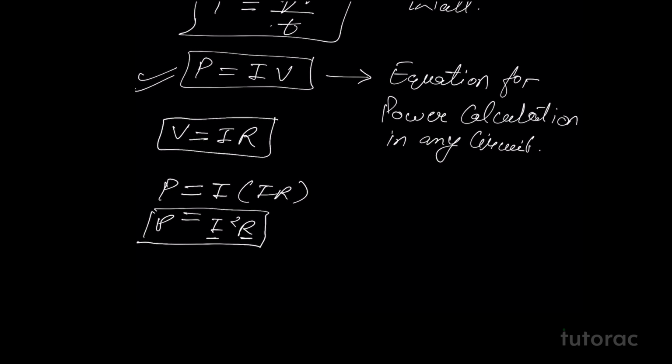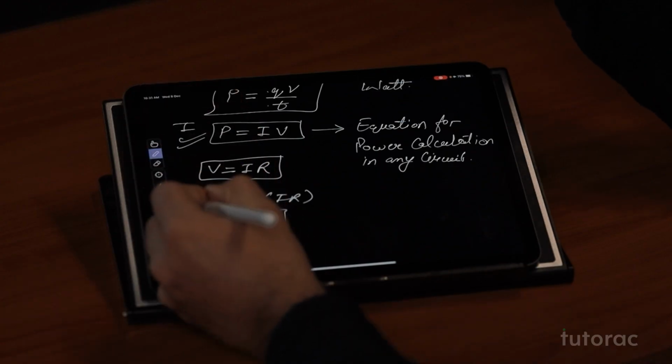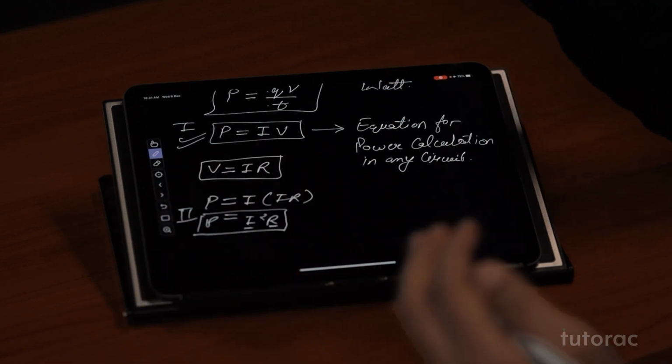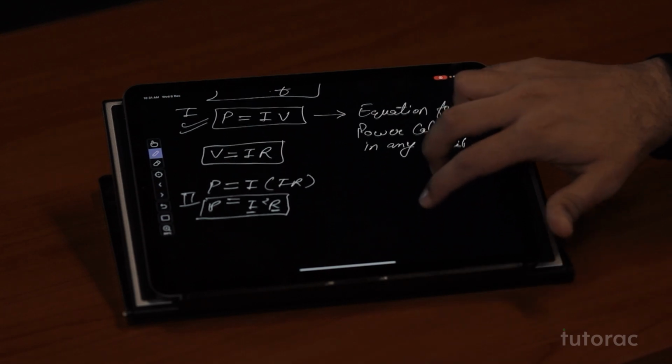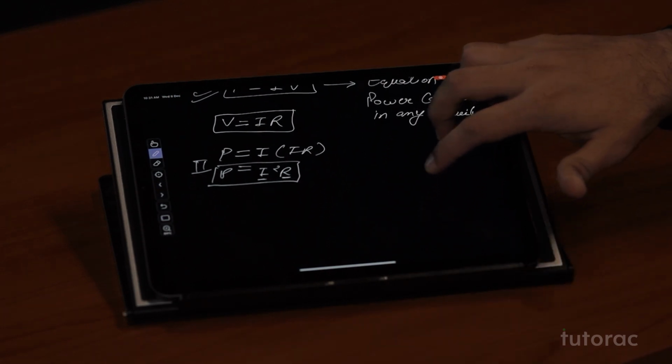Now we have one relation for power in terms of voltage and current. This is our first relation. We have the second relation in terms of current and the resistance. Let's try to solve one more relation in terms of voltage and the resistance.